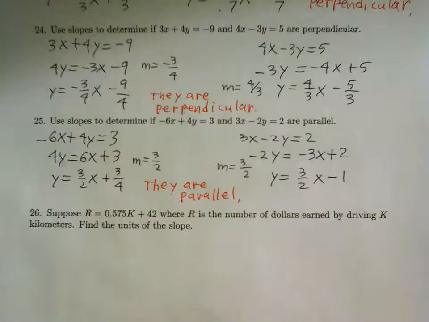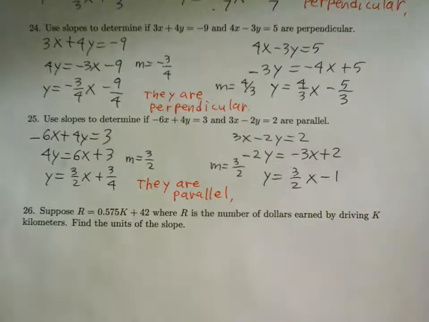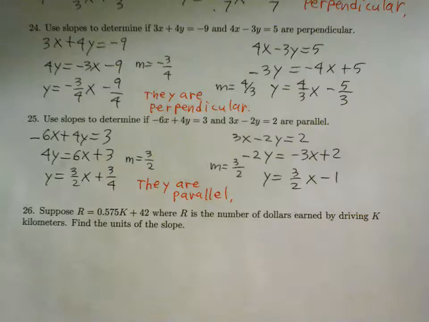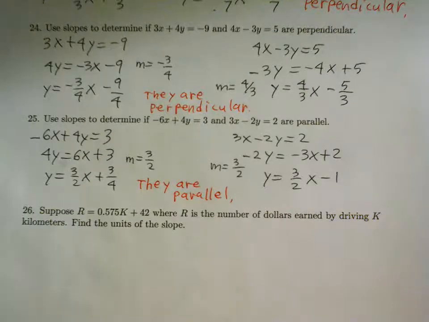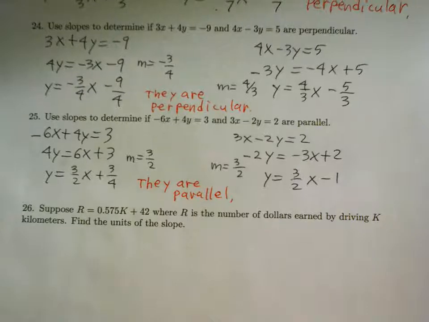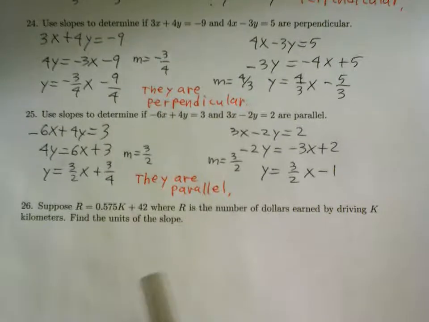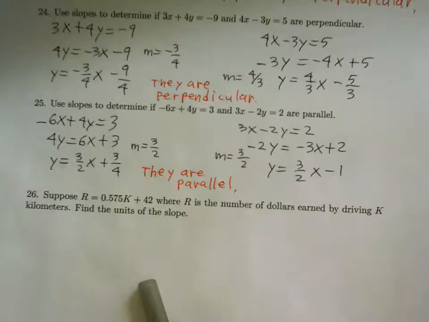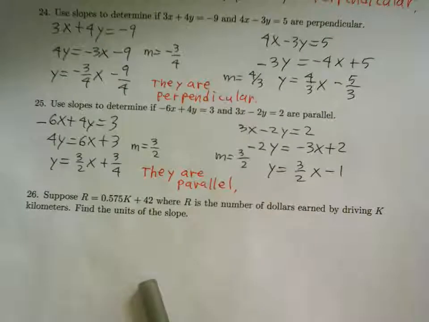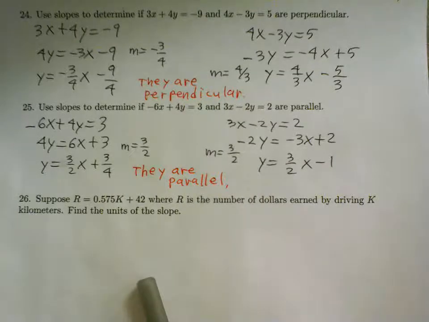Okay, the next problem, number 26. Suppose r equals 0.575 times k plus 42, where r is the number of dollars earned by driving k kilometers. Find the units of the slope. Okay, take a couple of minutes. Find the units of the slope.